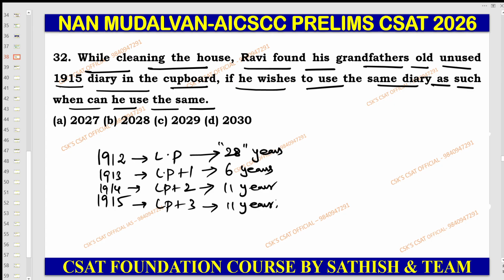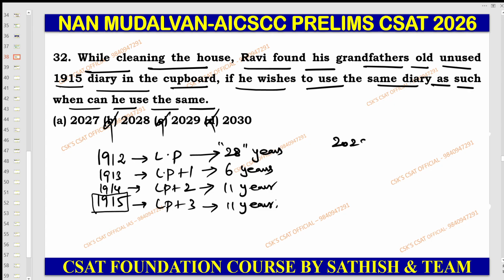Now you have to focus on this one. This is LP plus 3. Check with the options for any LP plus 3. So this is LP, the leap year, eliminate. This is LP plus 1. This is LP plus 2. Understood everyone? You can use the elimination technique.